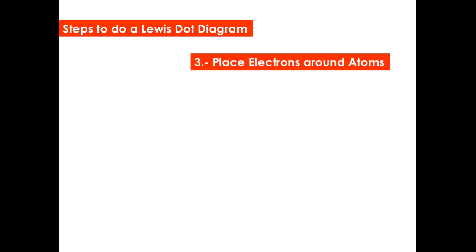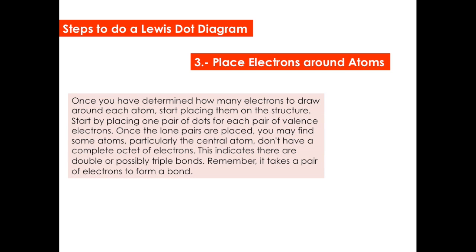Third, place electrons around atoms. Once you have determined how many electrons to draw around each atom, start placing them on the structure. Start by placing one pair of dots for each pair of valence electrons. Once the lone pairs are placed, you may find some atoms, particularly the central atom, don't have a complete octet of electrons. This indicates there are double or possibly triple bonds. Remember, it takes a pair of electrons to form a bond.